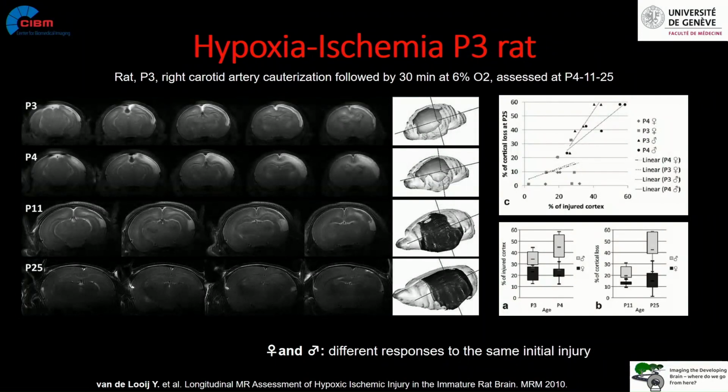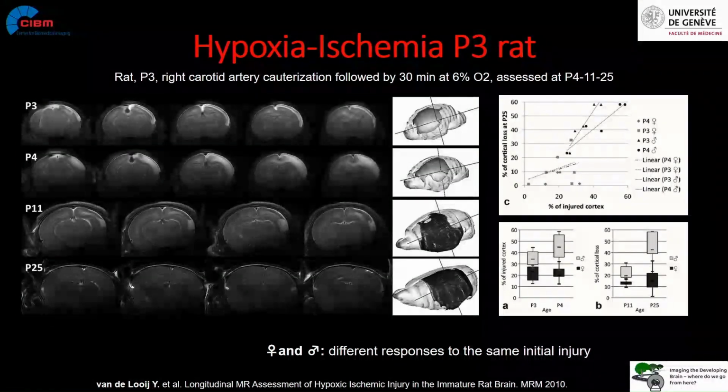So just 2 or 3 hours after the lesion, and at 24 hours, we see here that we have the size of the lesion, which is a bit bigger. So we were able to quantify the size of this lesion, so the percentage of injured cortex at 24 hours after the lesion. Then at P11 and P25, so 1 week and 3 weeks after, we looked at the percentage of cortical loss. So following the lesion, you have a cortical loss.